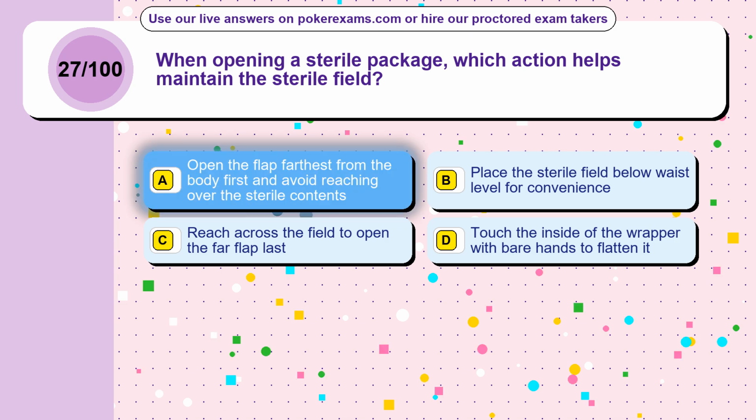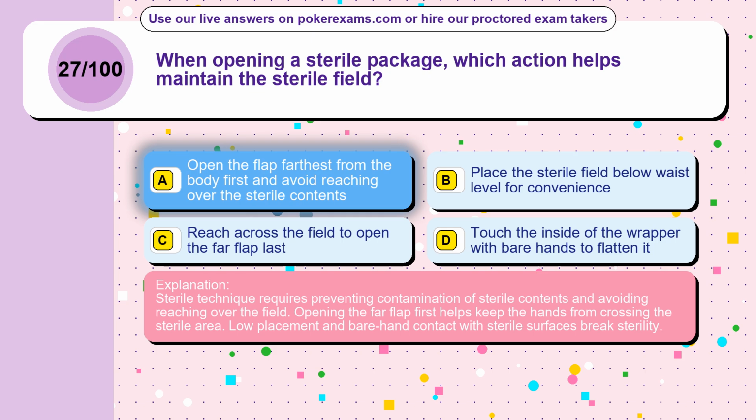The correct answer is option A. Open the flap farthest from the body first and avoid reaching over the sterile contents. Sterile technique requires preventing contamination of sterile contents and avoiding reaching over the field. Opening the far flap first helps keep the hands from crossing the sterile area. Low placement and bare hand contact with sterile surfaces break sterility.